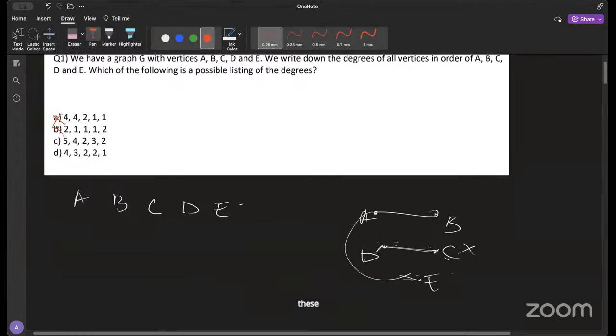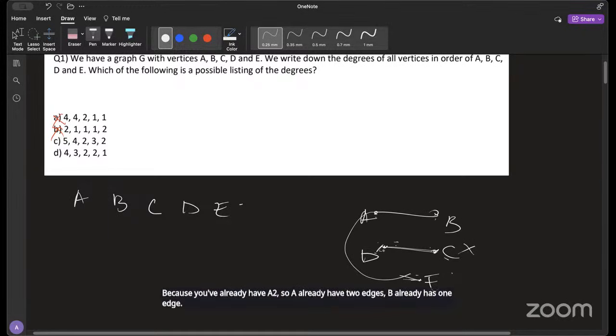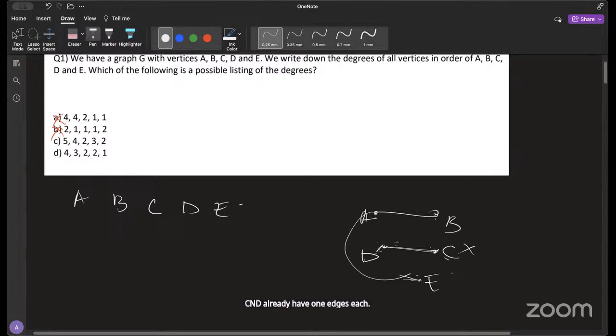These two are wrong. Ma'am, why can't E have? Because A already has two edges, B already has one edge, and C and D already have one edge each, so E cannot have any edge with anyone else, right? Because their edges are completed. Okay, E still has.